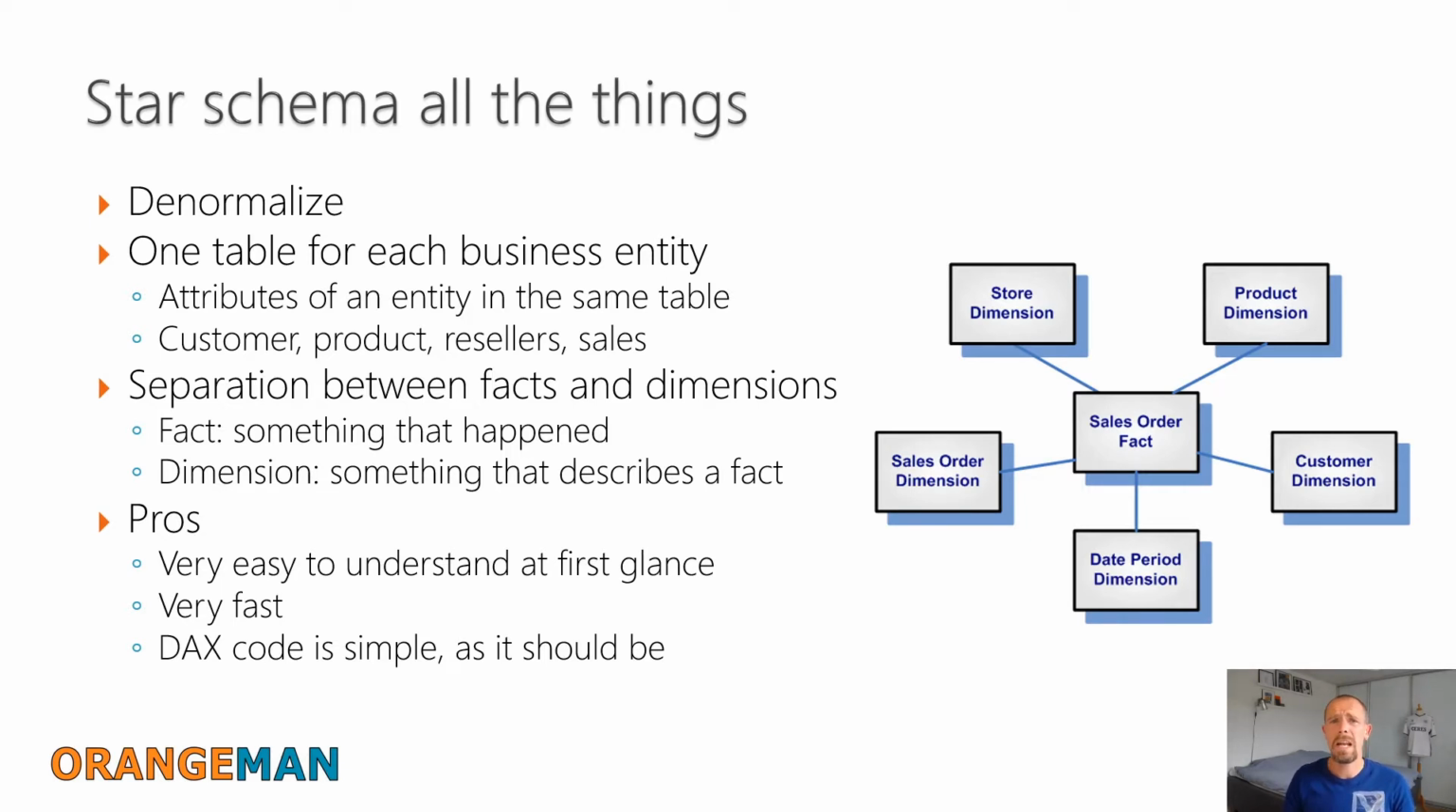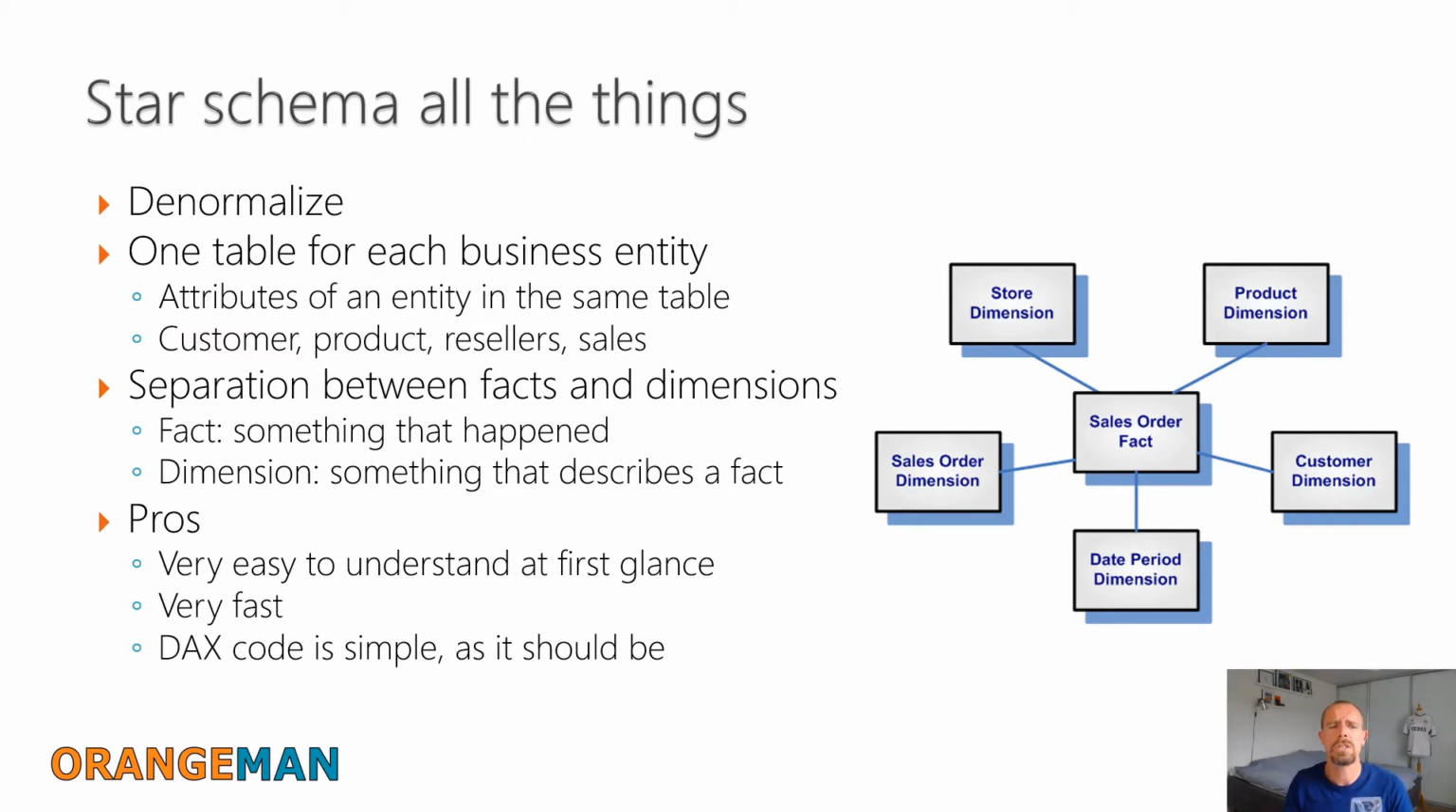So it's around denormalization, and then also putting all into one table for an entire business entity. So for instance, if you have a product dimension or information around products, put it in one dimension product, not in 3 or 5 different tables. All should be put in this business entity. It's like customers, product, reseller, sales.